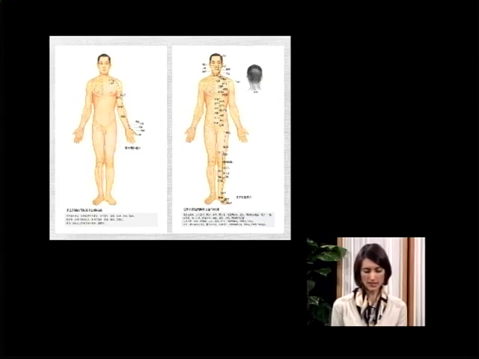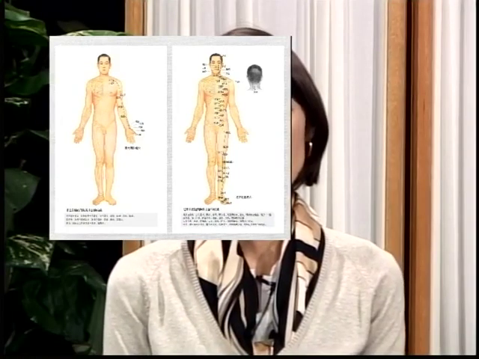We can look at the chi running through the meridians, and we can decide the points according to the different organs or the different functions of the organs. So what we're going to do now is take a little look at the theory behind traditional Chinese medicine. We talk about the chi flow.